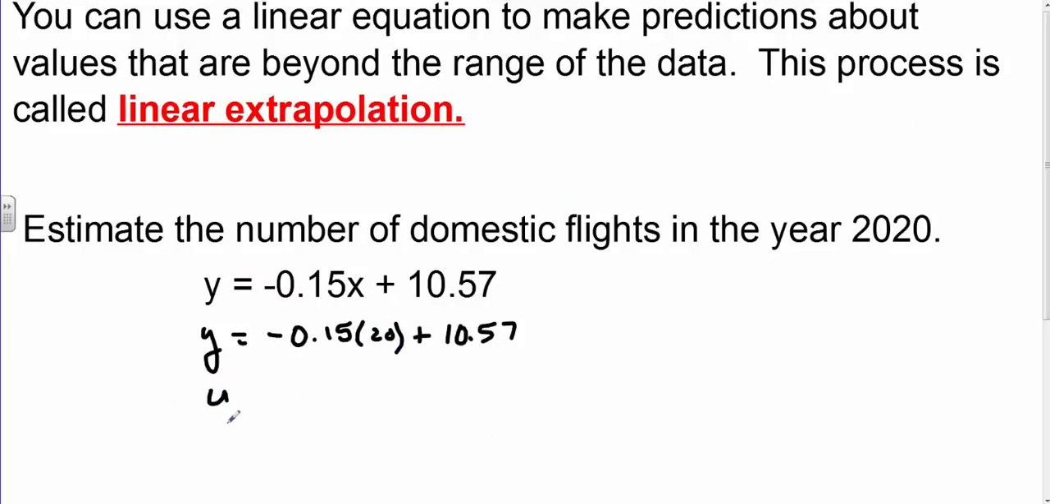So that gives us y is equal to negative 0.15 times 20 gives us negative 3 plus 10.57. Y is equal to 7.57. So the prediction is that we would have 7.57 million flights in the year 2020.